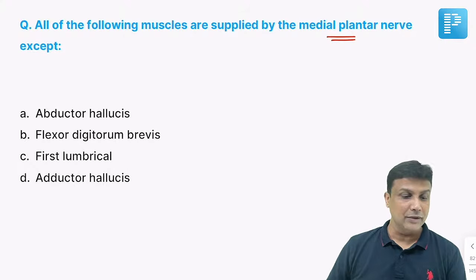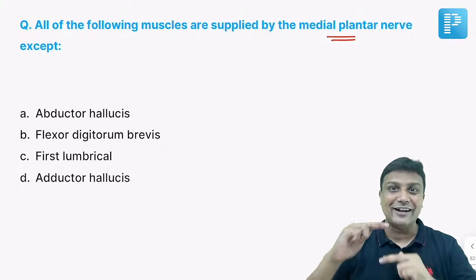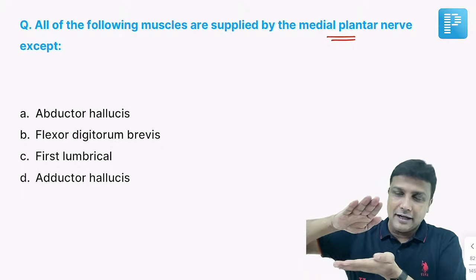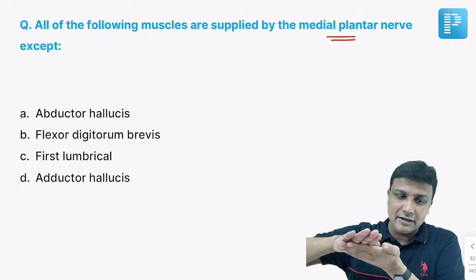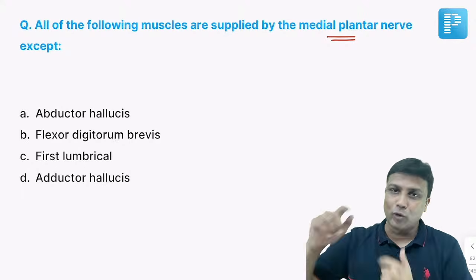Except which one here, sir? Now when you learn about the muscles of foot, remember all the muscles of foot are actually arranged in 4 layers, sir. Like from below here, there'll be the first layer. If you remove that, you'll be able to see the second layer. And then if you remove that, you'll be able to see the third layer and the fourth layer.